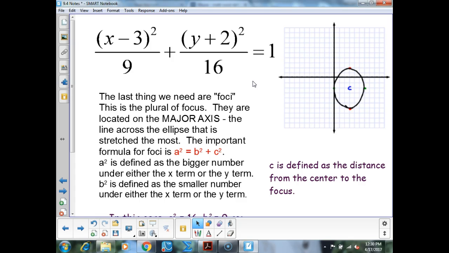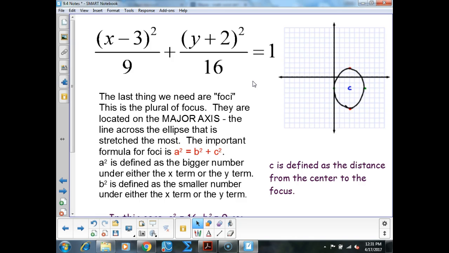The important formula for foci is that red formula: a squared equals b squared plus c squared, where a squared is defined as the bigger number under either x or y. Whichever one of those is bigger is the a squared. The other one, then, is b squared. c is defined as the distance from the center to a focus. So in this ellipse's case, c is how far up we go to get to the focus and how far down we go to get to the focus, because there are two of them.